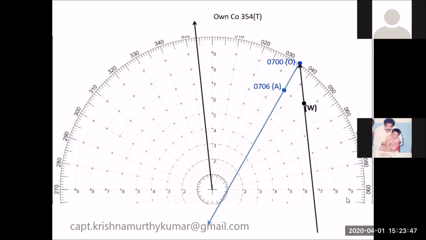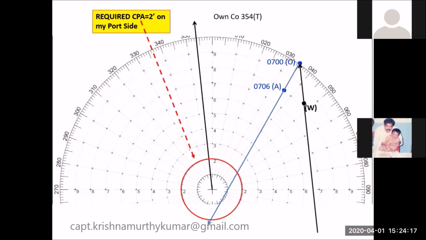Now we come to a more important aspect. I need a CPA of 2 miles on my port side. What should I do? That means I'll be passing less than of him, and he will be passing on my port side at the closest point of approach of 2 miles. So you draw a circle of 2 miles. Now what should I do?